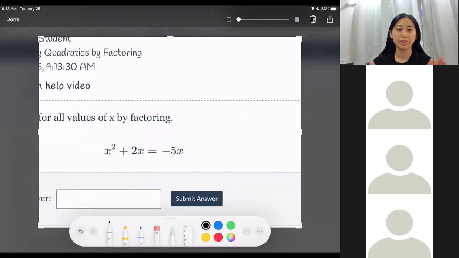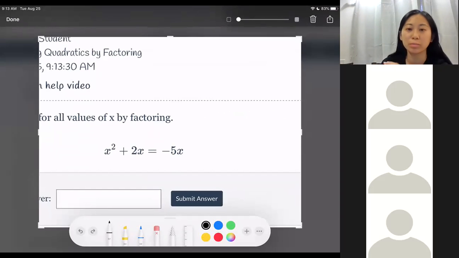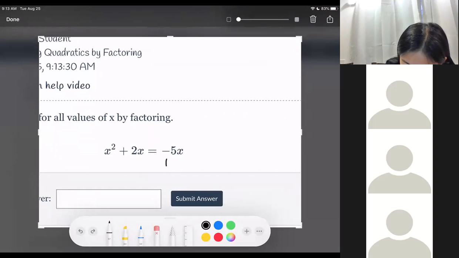So once again, we want to make sure our quadratic equals 0. This is not equal to 0, this is equal to negative 5x. So I want to move the negative 5x, I want to bring that piece to the other side. So how do I do that? I do that by adding 5x, slowly, apparently.